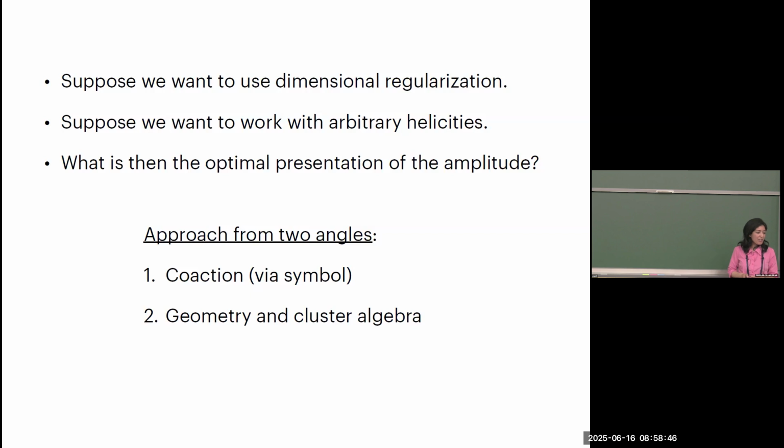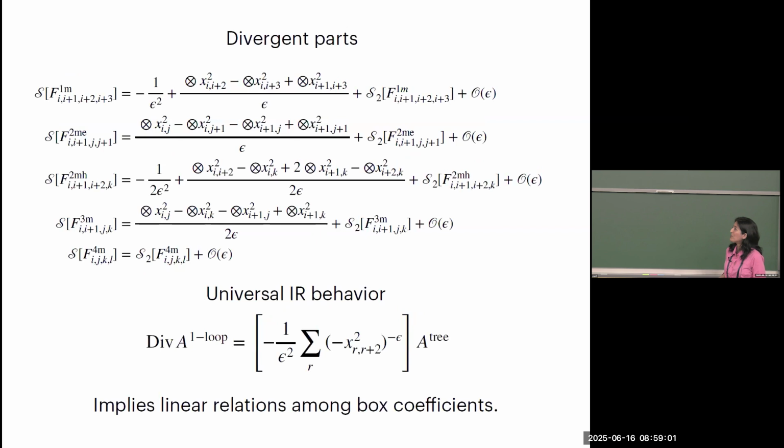So I want to approach this from 2 angles. One is this algebraic structure called the coaction, which includes information about the symbol. And another is using geometry and cluster algebra, more modern techniques. Okay, so now I'll start to write down the symbols of the box integrals, just looking at one loop. It doesn't all quite fit on a page, so I've started with the divergent parts.